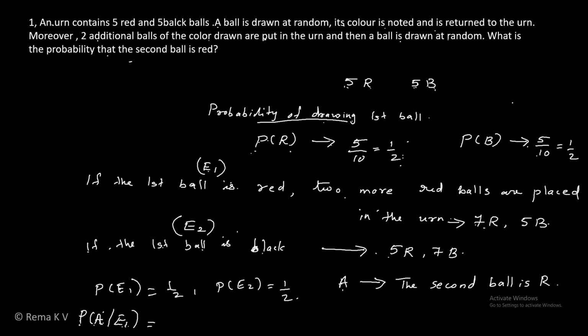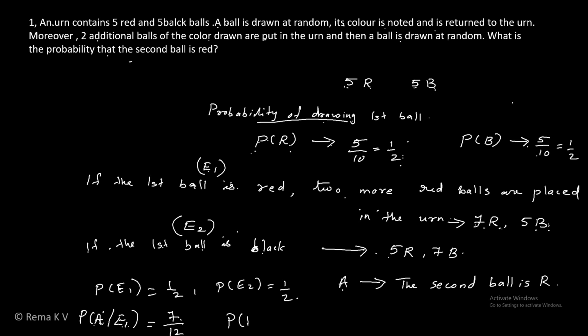What is this probability, A given E1? Probability of getting a red ball when the first ball is a red ball. When the first ball is red, the urn contains 7 red and 5 black balls. So what is the probability of getting a red ball from this? It is 7 by 12. Total 12 balls are here and out of that 7 red are there. So getting a red ball is 7 out of 12.